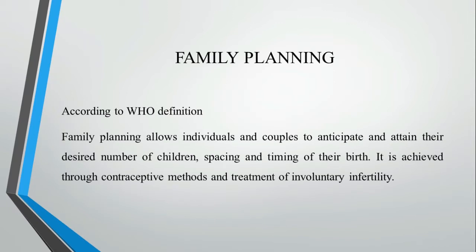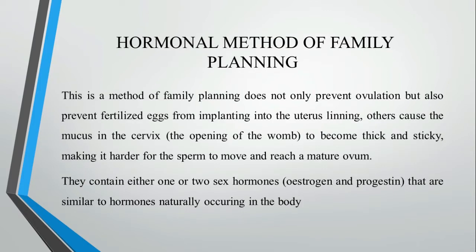So first of all, what is family planning all about? According to the WHO, family planning allows individuals and couples to anticipate and attain their desired number of children, spacing and timing of their births. It is achieved through contraceptive methods and treatment of involuntary fertility. So now talking about hormonal method of family planning, which is one of the methods of family planning.